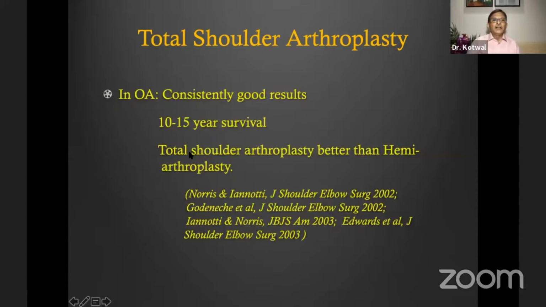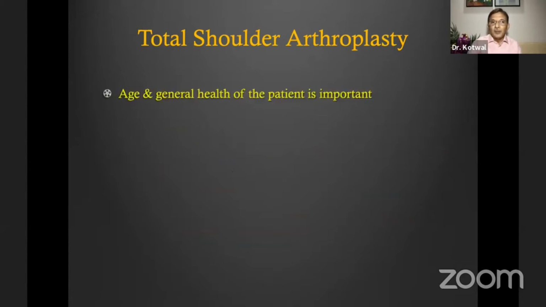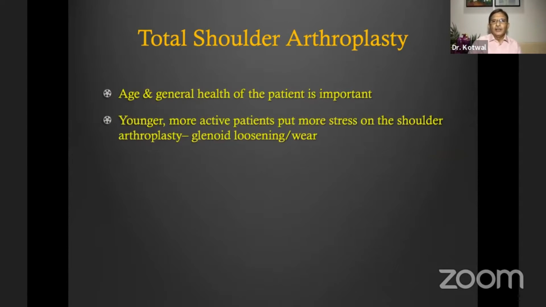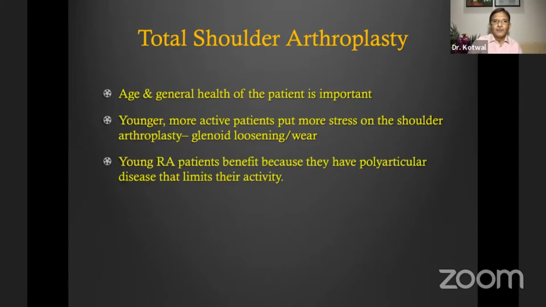There have been multiple studies which say that in osteoarthritis, the total shoulder has given good results, about 10 to 15 years survival, and total shoulder arthroplasty is better than just the hemi-arthroplasty. In total shoulder arthroplasty, age and general health of the patient is also very important. The younger, more active patients put more strain on the shoulder joint arthroplasty, and therefore there are more chances of glenoid loosening and wear.